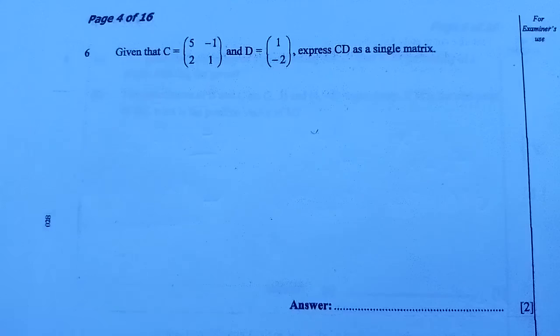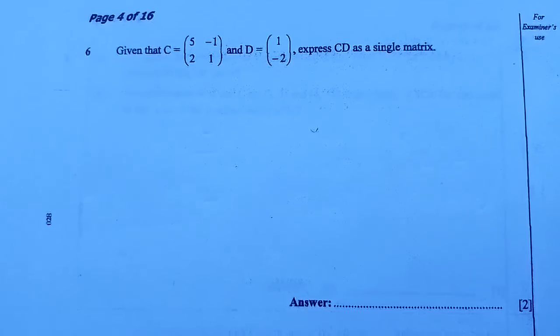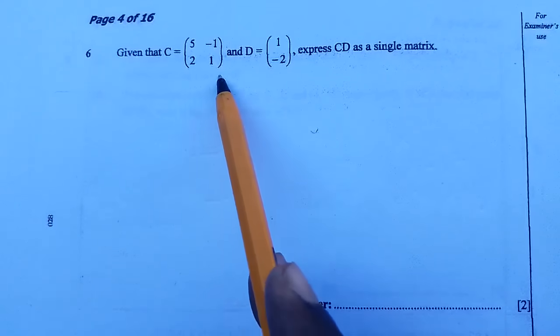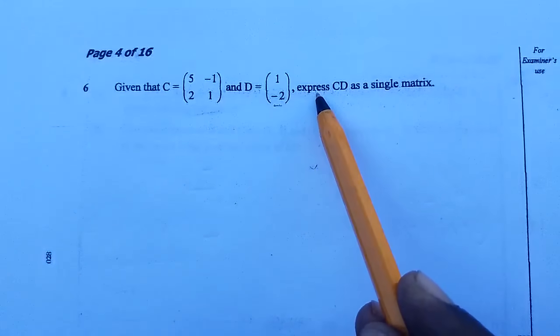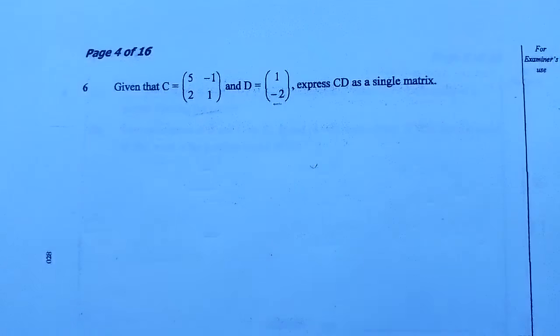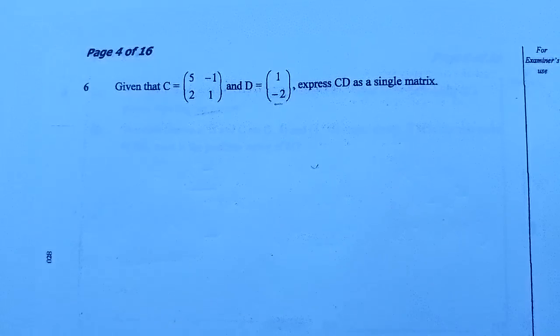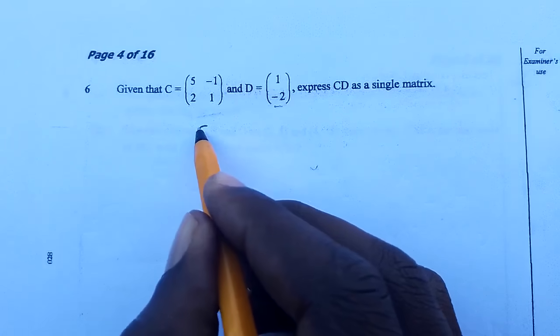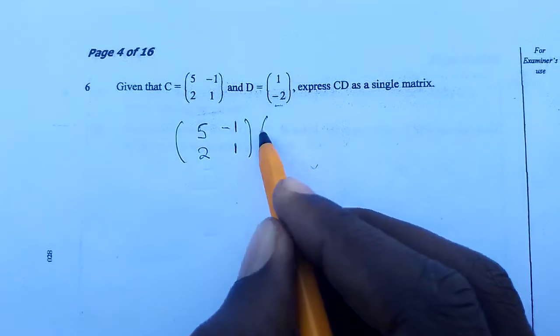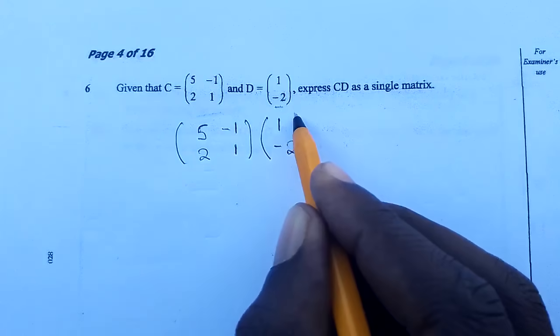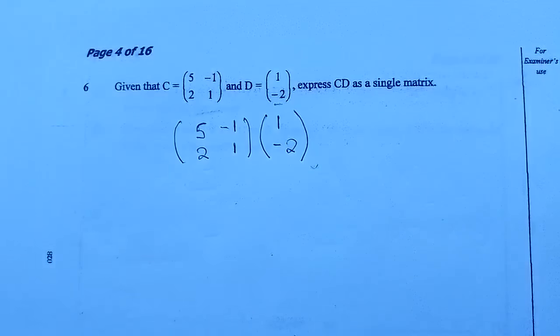So how is question number 6? It is saying, given that C is equal to that, then we are given what? We are given D is equal to that. We are told to express CD as a single matrix. So how can you express CD as a single matrix? So your C is here. This is your C: 5, 2, -1, 1. Then the D is here: 1, then -2. This is what you are given. So you express it as a single matrix.